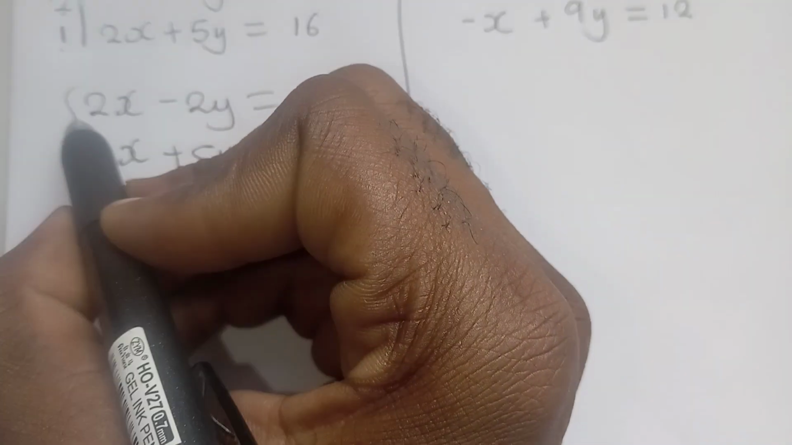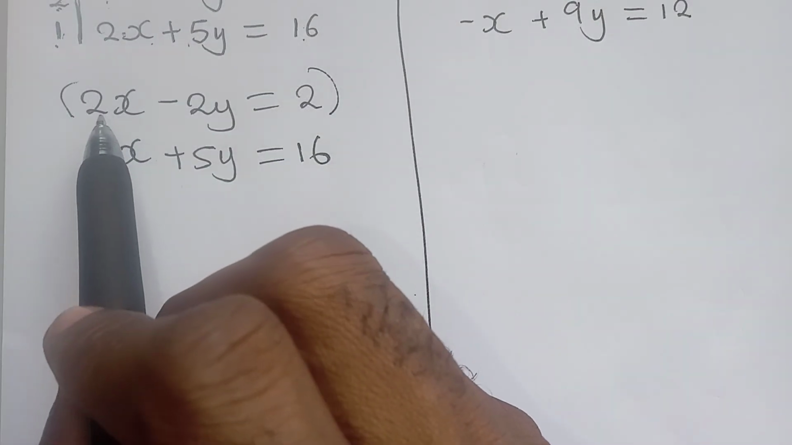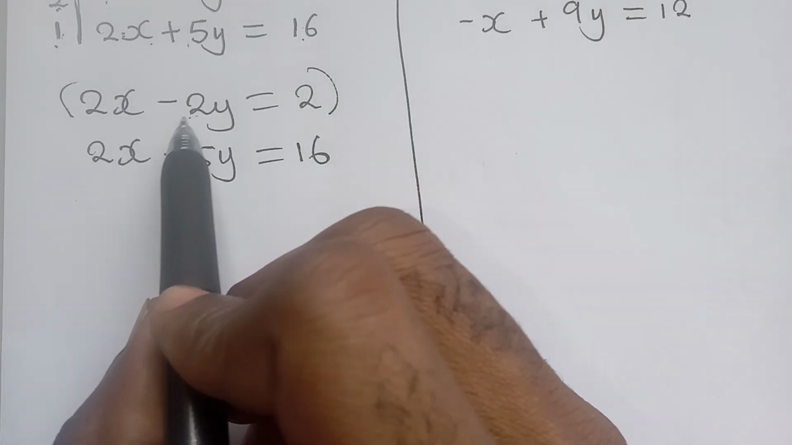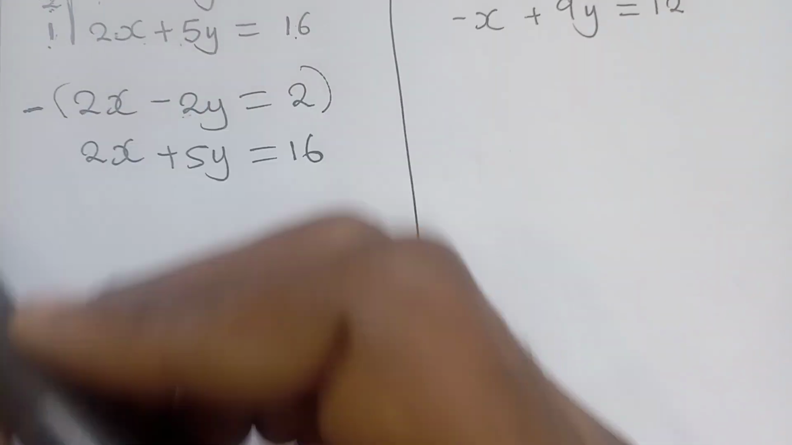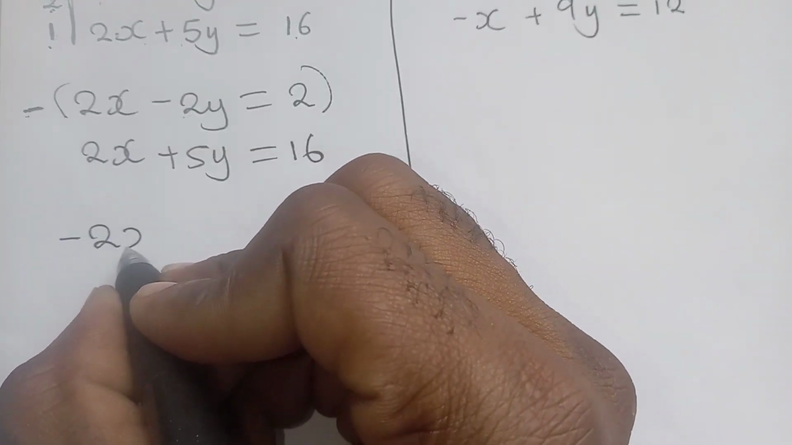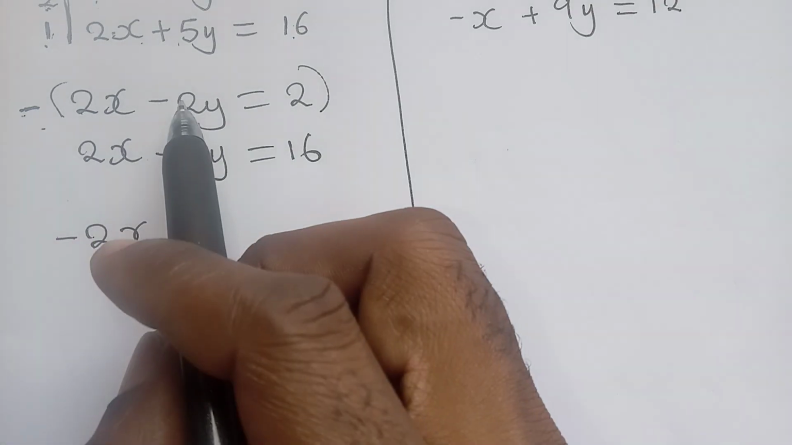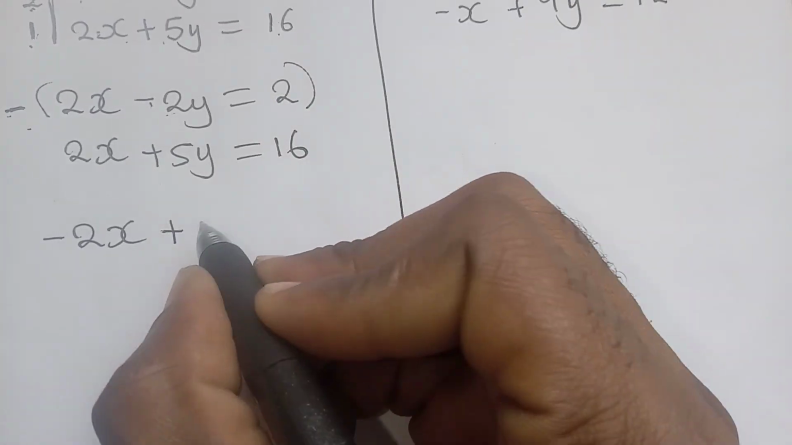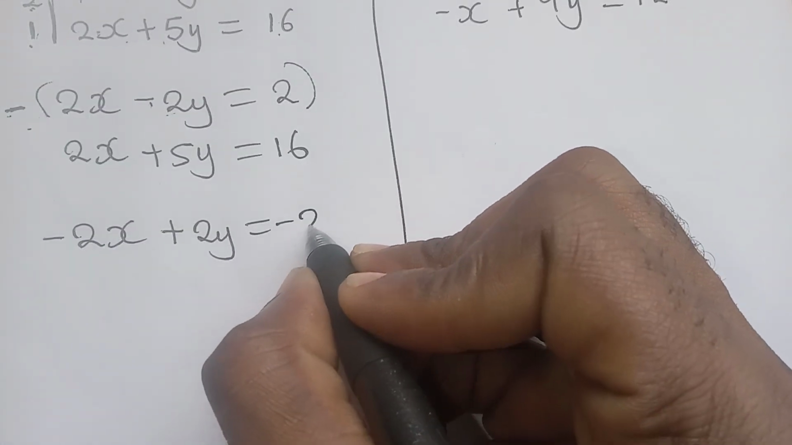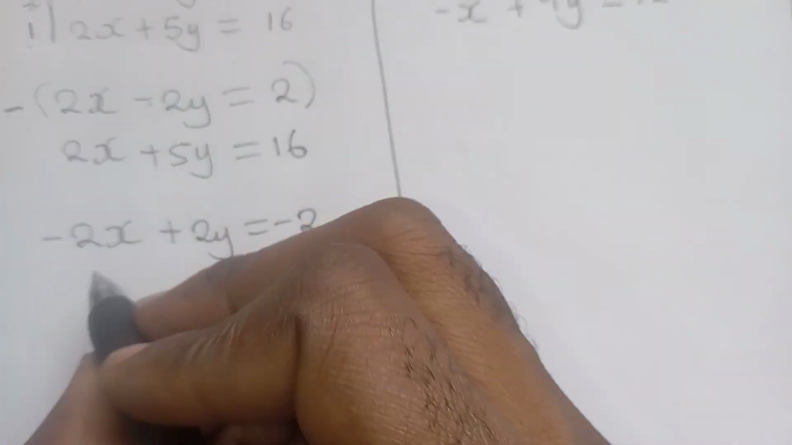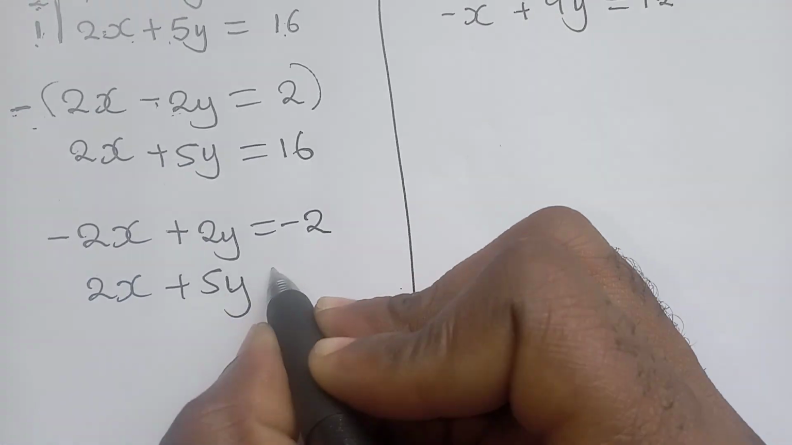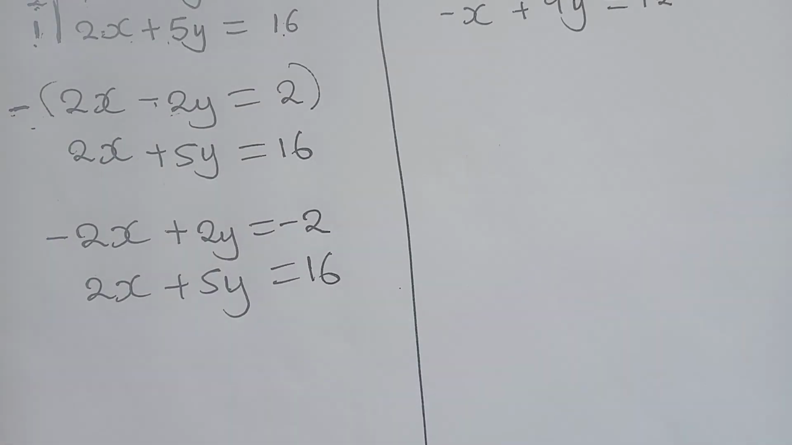And for me, I'll pick the first one because I know that once I multiply this by a negative number, I'll have at least one positive number here. So negative times positive, this would be negative. So we have negative 2x. Negative multiplied by negative, this will be positive 2y. Negative multiplied by 2, this will be negative 2. And then lastly, we have the second equation, 2x plus 5y is the same as 16.